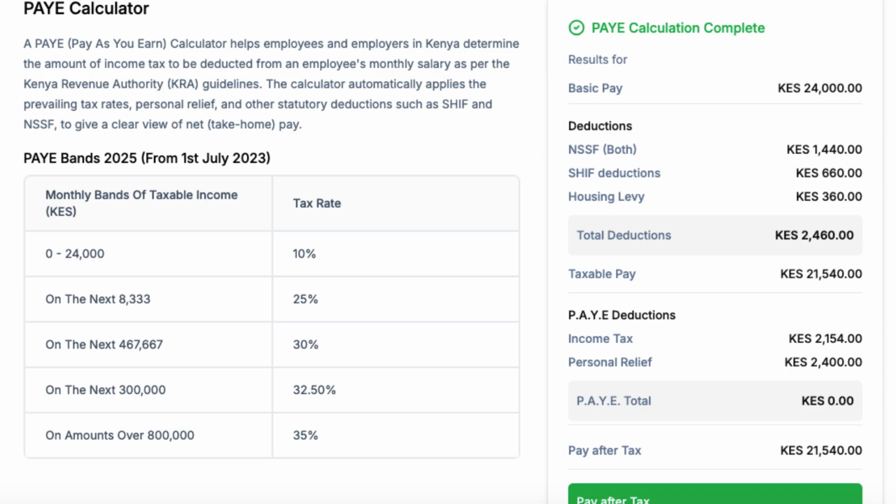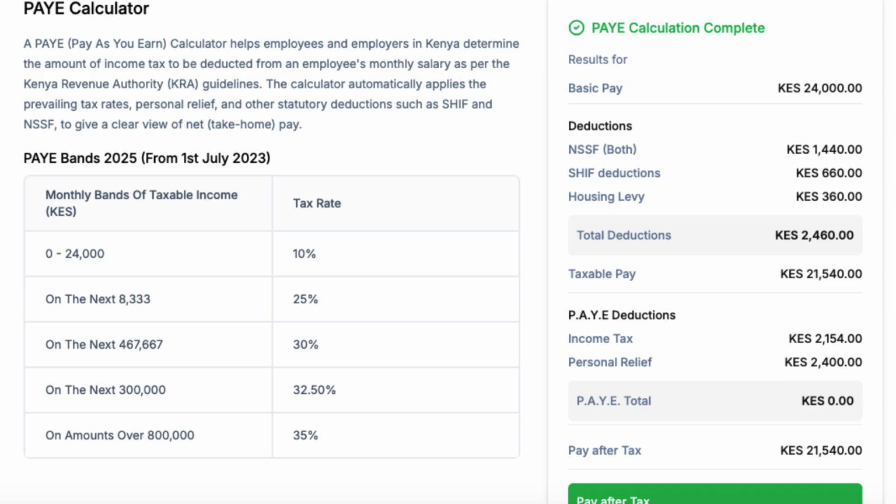Now, the employee gets a personal relief, which I said unasamehewa some tax, of 2,400 per month. If you deduct that from 2,154, you get a negative amount because 2,400 is higher. So this means there is no PAYE to pay. Now, this is where the statement that someone earning below 24,000 does not pay PAYE comes from.